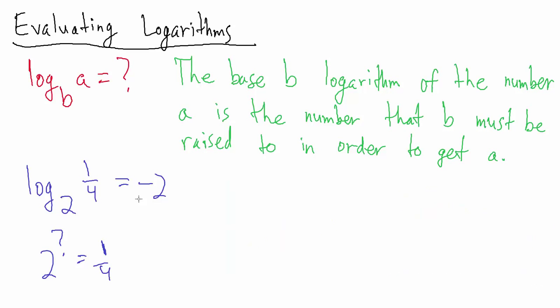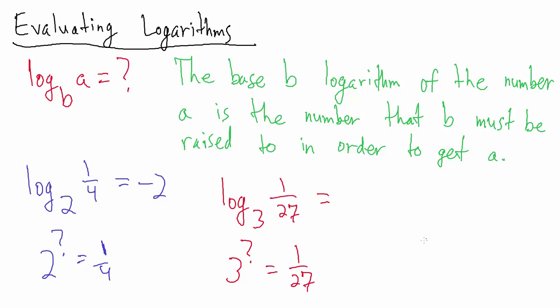So let's clear some space over here. Now let's say we have the base 3 logarithm of 1 over 27. What's that equal? Well, base b is 3, and our number a is 1/27. So the base 3 logarithm of the number 1 over 27 is the number that 3 must be raised to in order to get 1 over 27. So in other words, 3 to what number gives us 1 over 27?